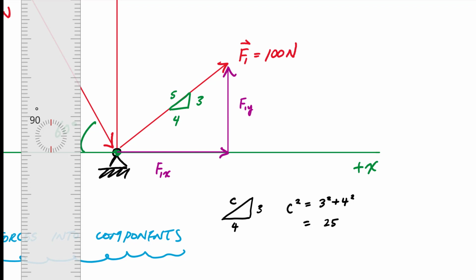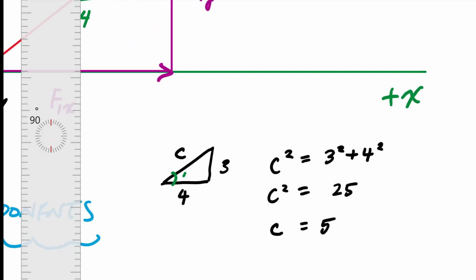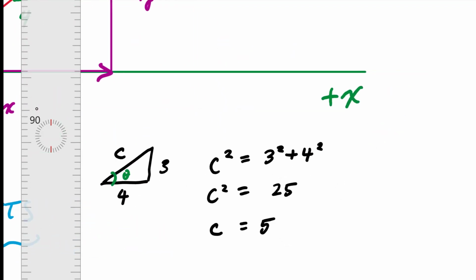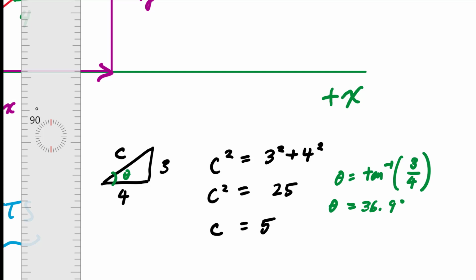This is 25, and this is c squared, and the square root of 25 is 5. And that's why I know it's a 3, 4, 5 triangle. I could calculate this angle if I wanted to. I could say, hey, what's this angle theta? Theta is tangent inverse of 3 over 4, which would give me 36.9 degrees. If I'm more comfortable with using the angle, I could go ahead and use the angle instead.